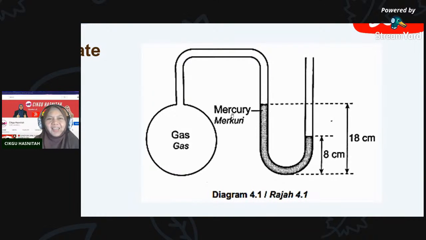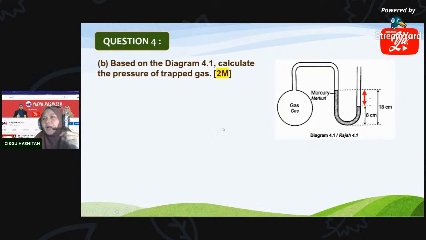So which pressure is higher, gas pressure or atmospheric pressure? Which one gives a greater push to the mercury? Atmospheric pressure. Atmospheric pressure gives a greater push to the mercury, meaning atmospheric pressure is higher compared to the gas pressure according to this diagram. So how to measure? First, you must know the difference in length between these two levels. This will give you H, the difference in the length of the column on the left and the right side.